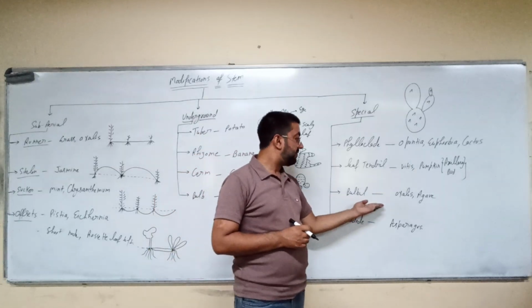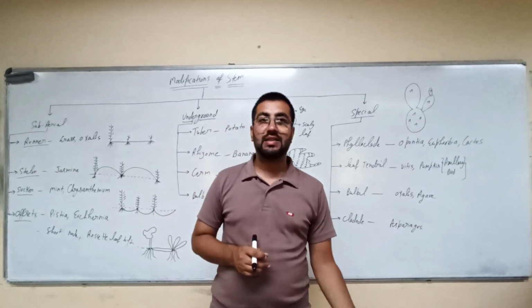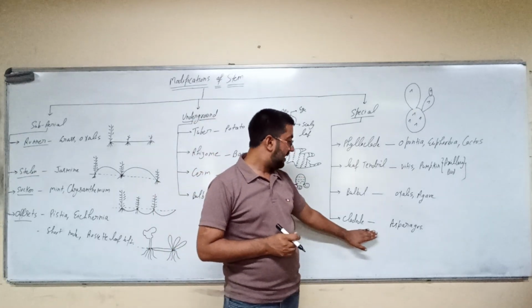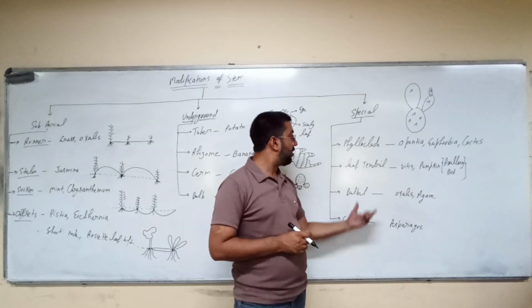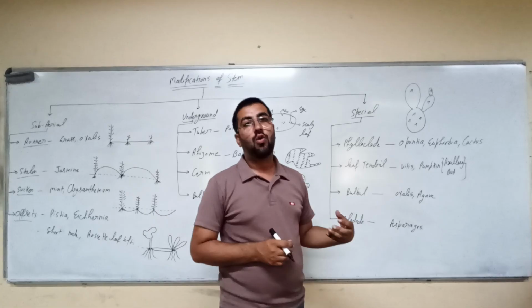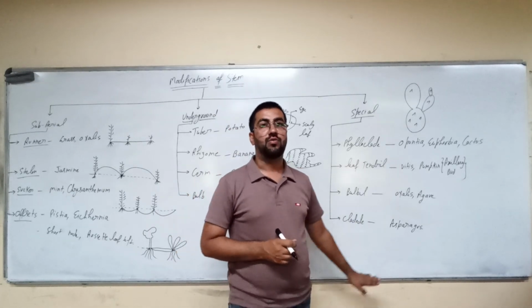What is bulbil? Bulbil is also a modified stem which is used for vegetative propagation in agave and oxalis. Now, cladode, an example is asparagus. When the phylloclade has one or more internodes, it is known as cladode.